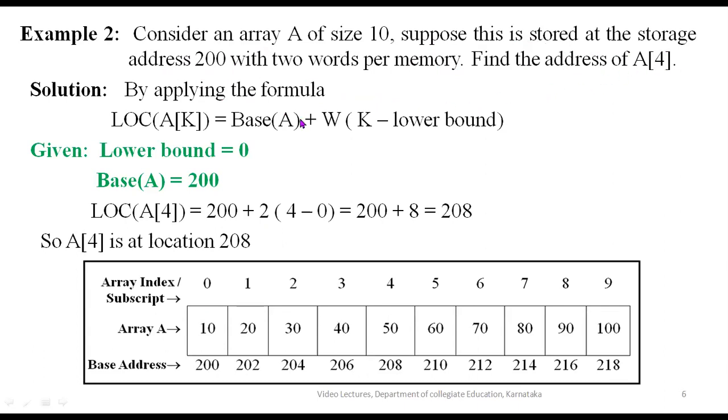So here again, we use the formula that is location of A of k is equal to base of A plus W of k minus the lower bound. So we are given base of A as 200, W as 2 and k is equal to 4. Now when we apply the formula with these values, we get 200 plus 2 times 4 minus 0, which is equal to 208. So A of 4 is at location 208. And you can see that in the diagram also.